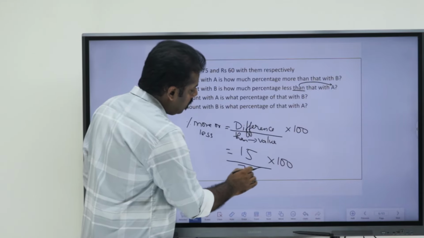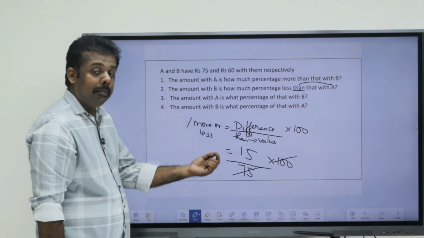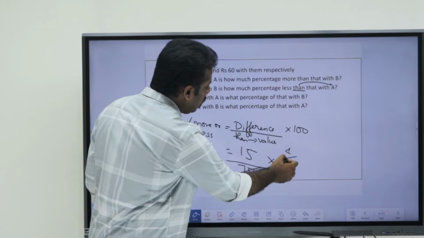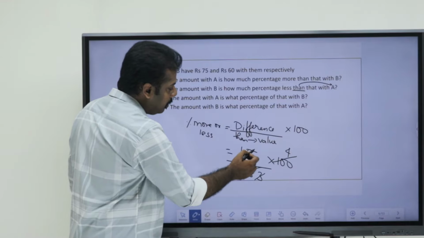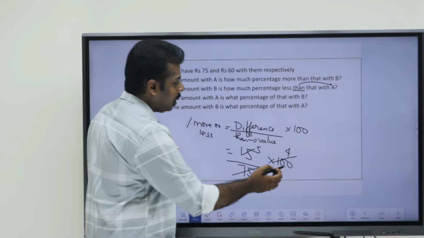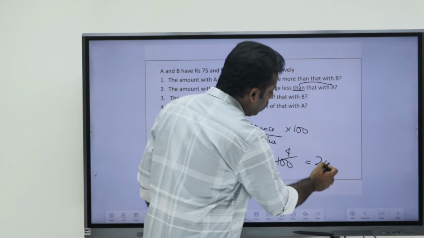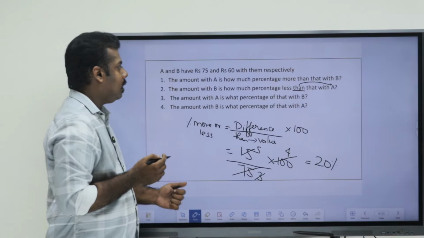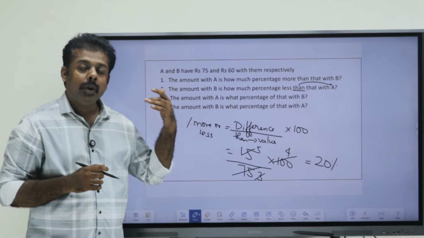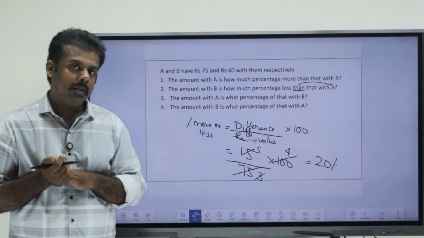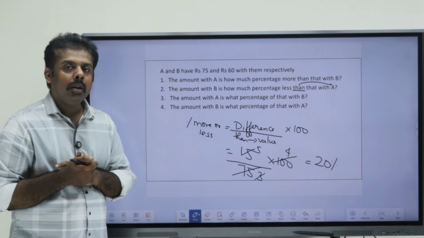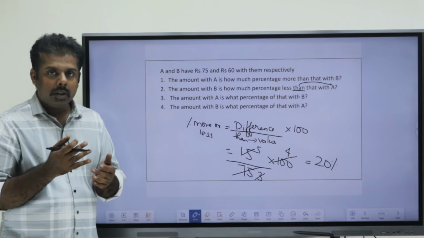Now, this is just a calculation part that you have to take care of. If I cancel 75 and 100 with 25, I will be getting 4 here and 3 here. 15 by 3 gives us 5, and 5 into 4 gives us what? 20 percentage. So from here we understood that the amount with B is 20 percentage less when compared to A. I hope that you got the first two questions, because it is very important. Now, we are going to move to the third and the fourth question.